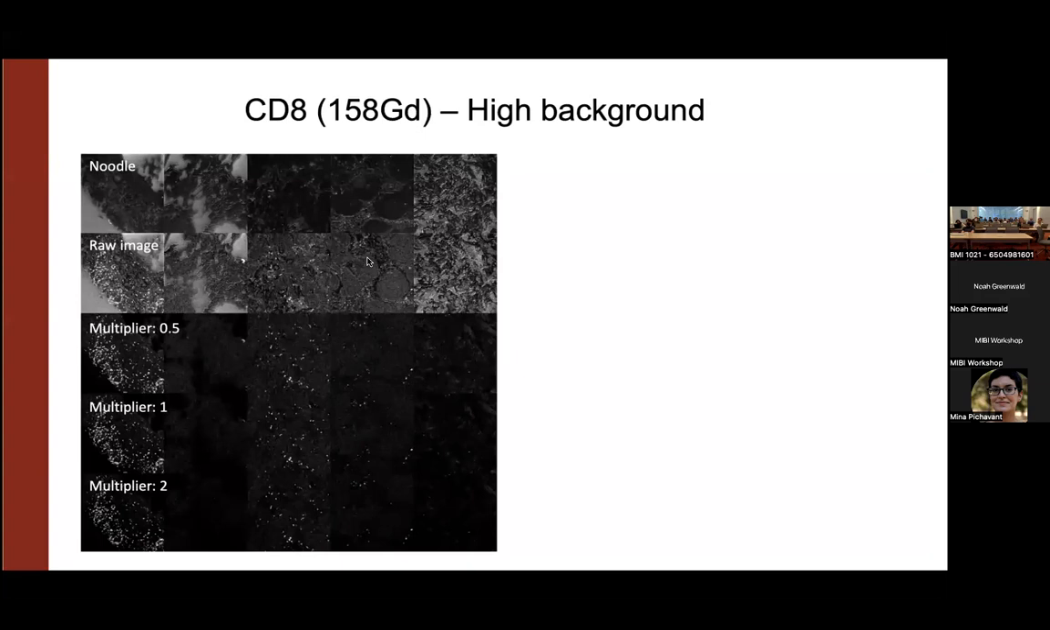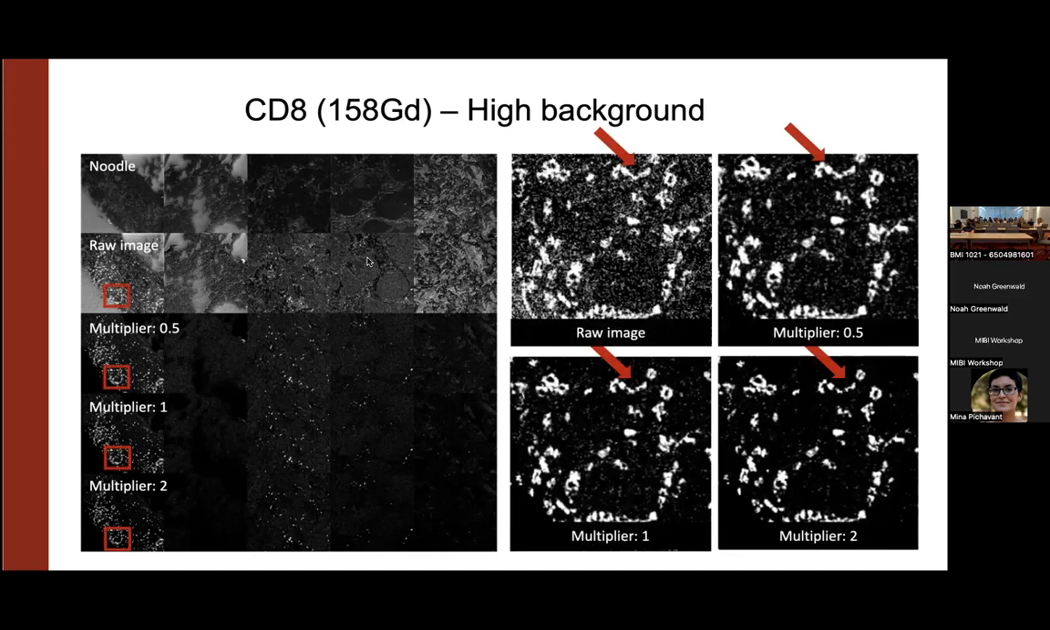This example is the 8, and this is one of the examples with really high background noise. You can see this is the raw image, and with all 3 multipliers applied, you can see a dramatic change as it really cleans up the data. Looking at a smaller inset here, it's the same story. In the raw image you have all that noise, and with 0.5, it's getting rid of that noise, but not to the extent that you want. When you go to a multiplier of 2, you can start seeing loss of signal, so the thickness of the signal around the membrane gets weakened. But with the multiplier of 1, it's doing a very good job of balancing that.